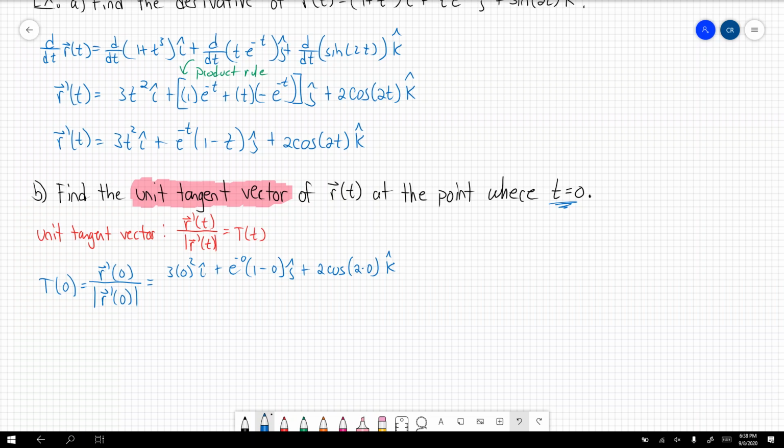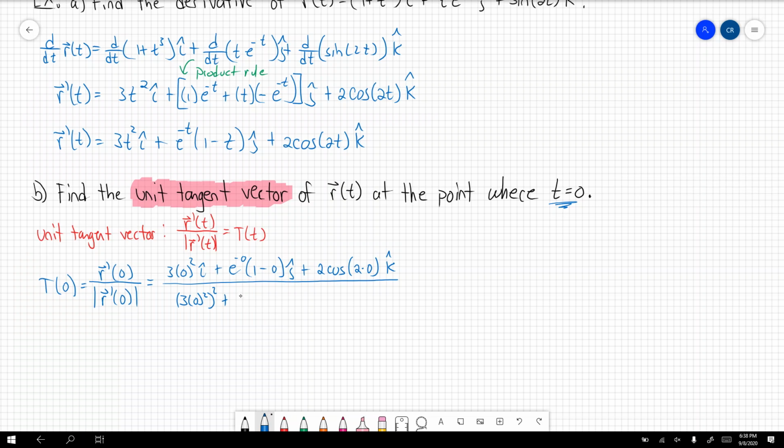And to find this specific magnitude, what we're going to do is take each individual component and square it. We're going to add all those products, and then take the square root. So taking the first term, we're going to square it. So 3 times 0 squared, square that term.